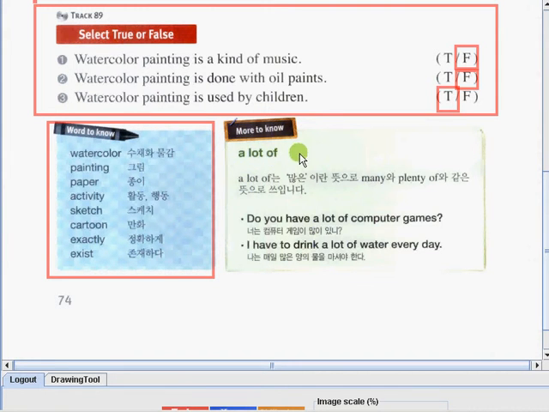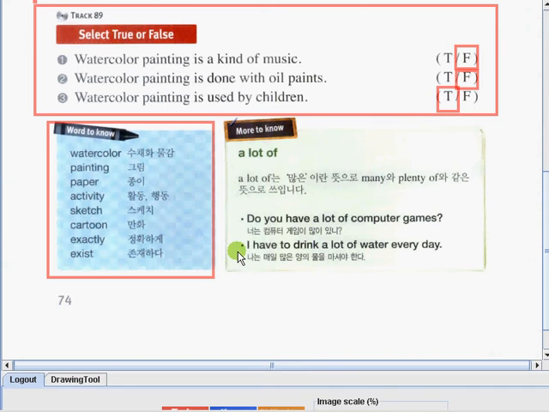When we say a lot of, it means many or plenty. Now, let's use this word in a sentence. Do you have a lot of computer games? Next sentence, I have to drink a lot of water every day.